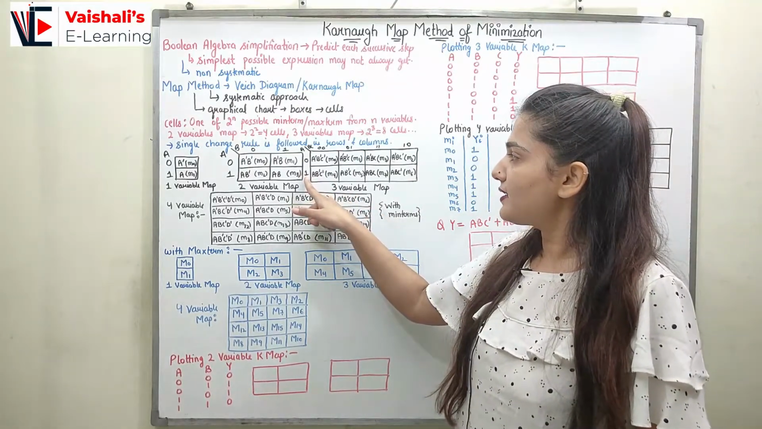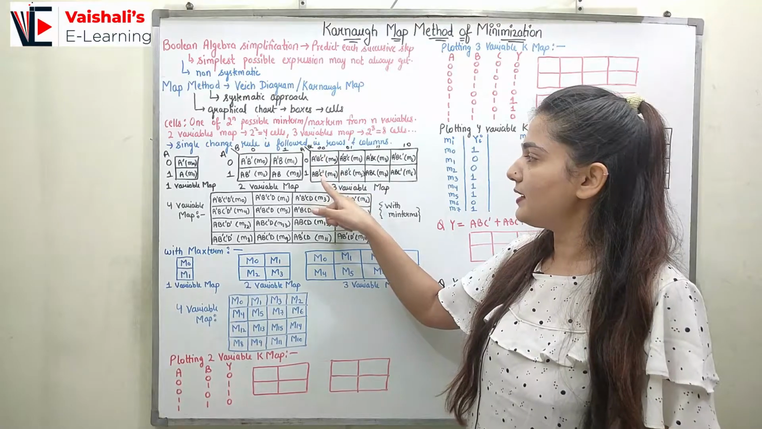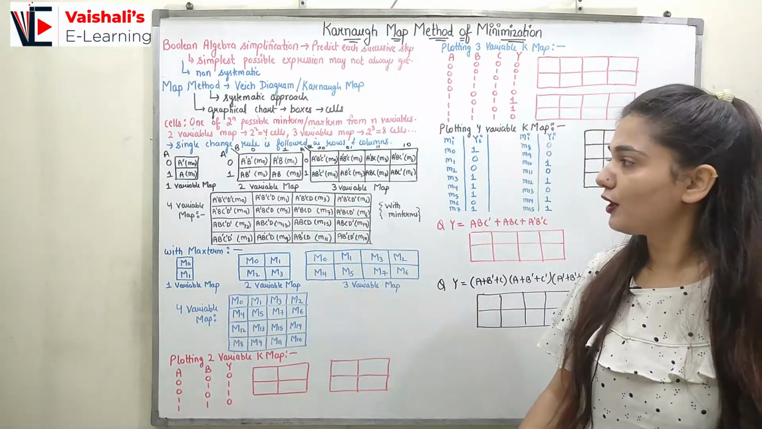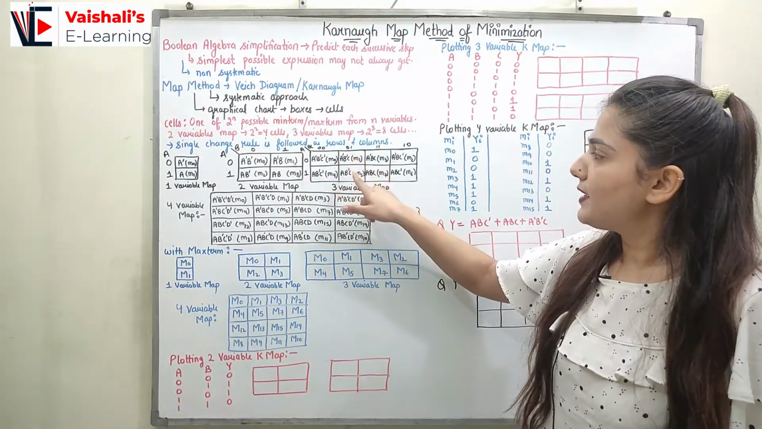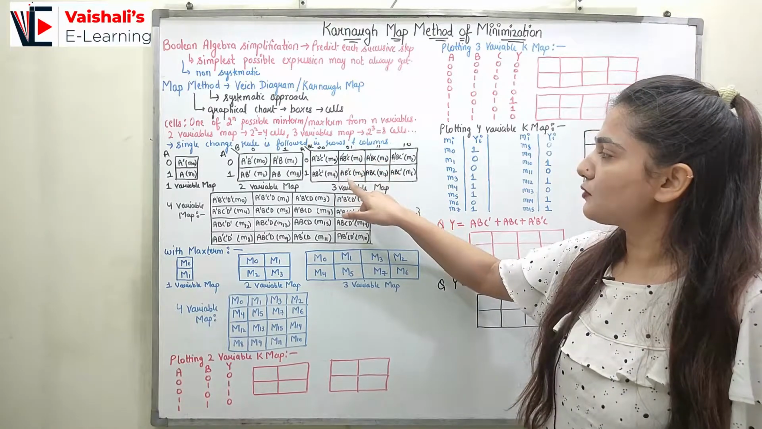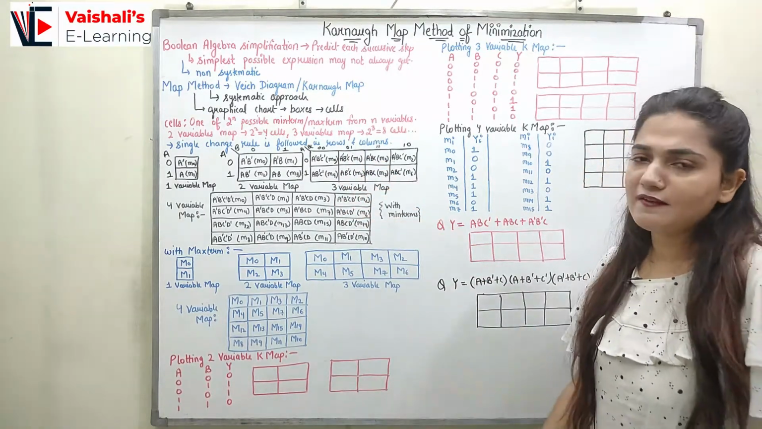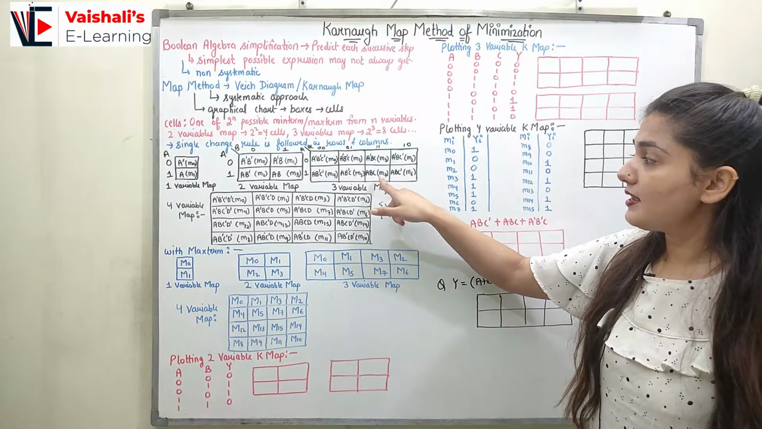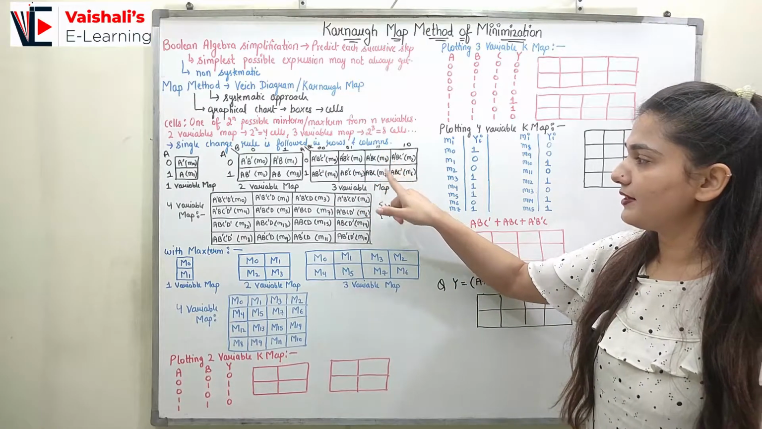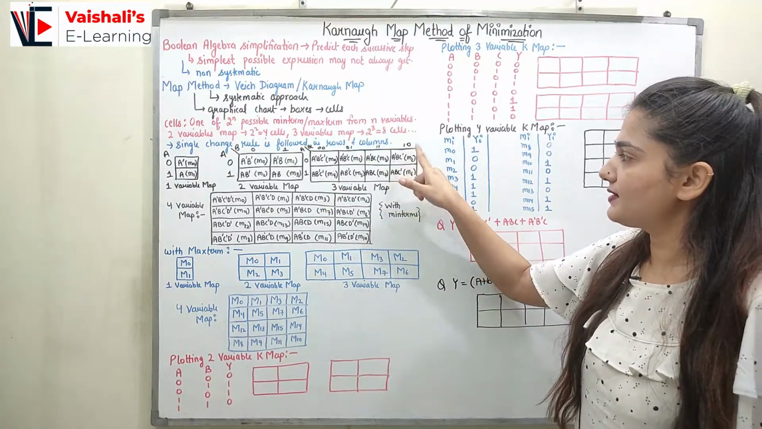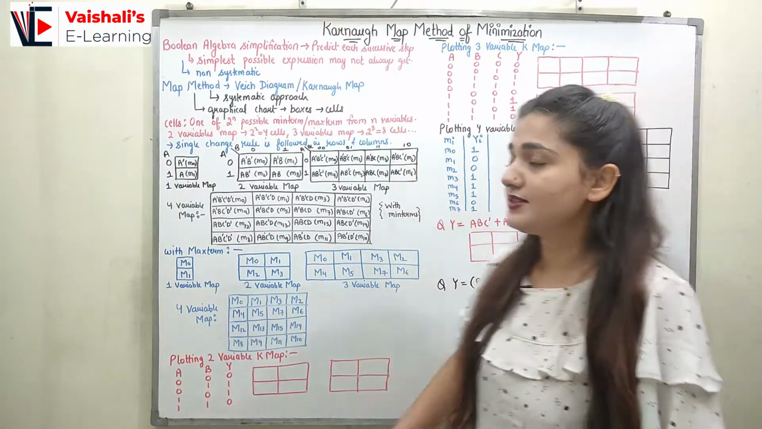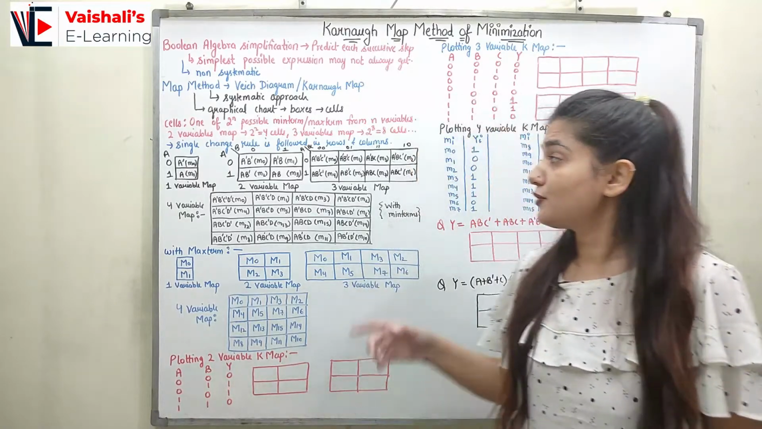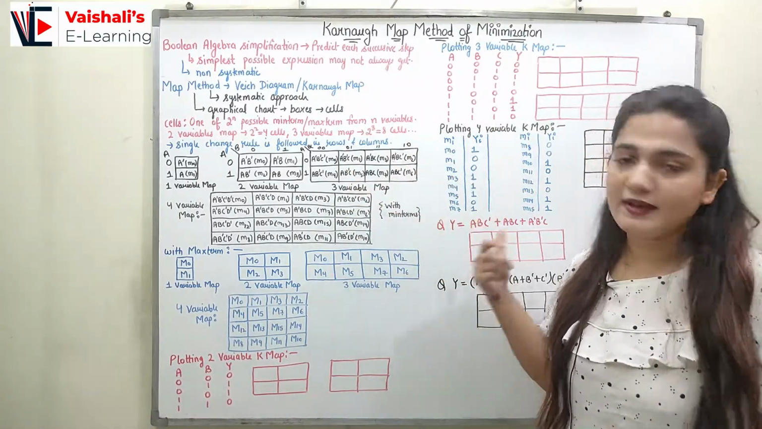So now here A is 1, B and C are 0. So A, B dash, C dash, that is my minterm 4. A is 1, B is 0, C is 1. So A, B dash, C, which is my minterm 5. Now all A, B, C are 1. That is my A, B, C. So here we have minterm 7. So A is 1, B is 1, C is 0. So A, B, C dash, which is my minterm 6. So in this manner we can plot the 3 variable map.